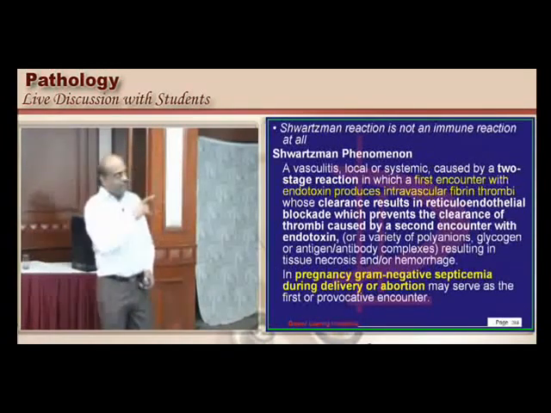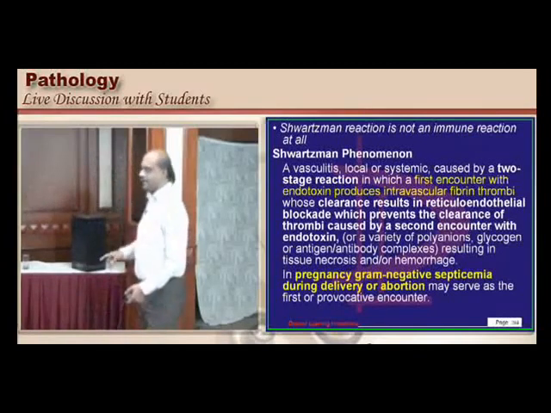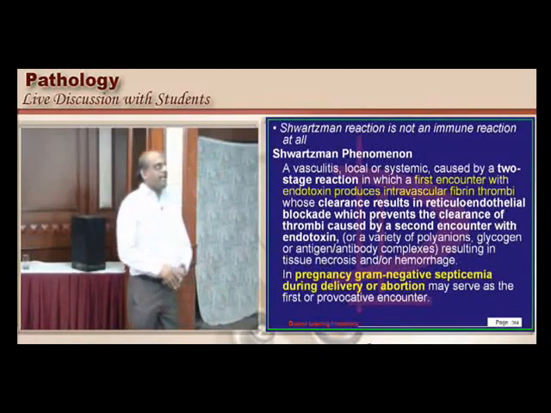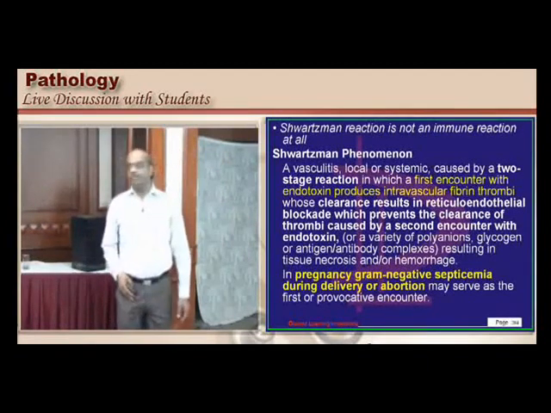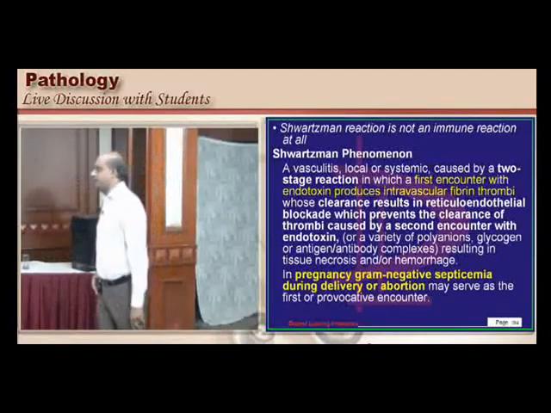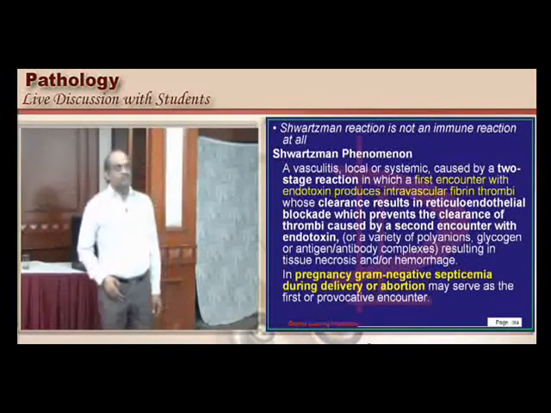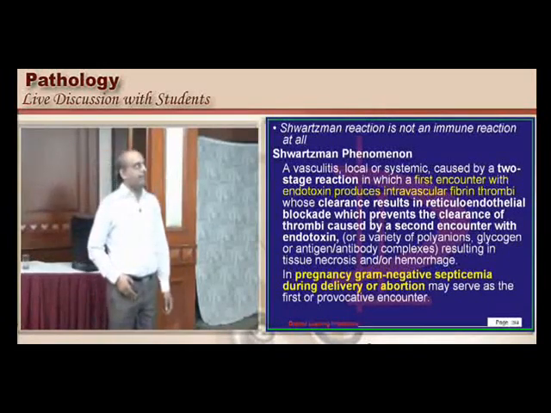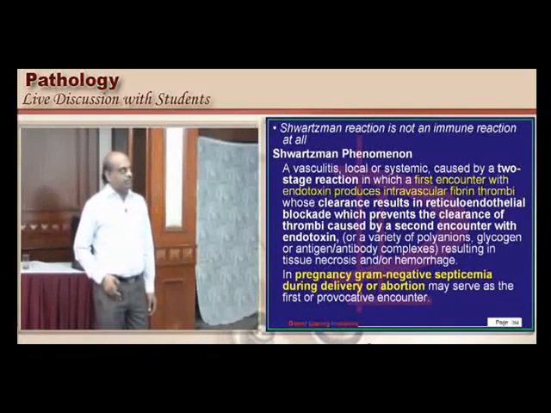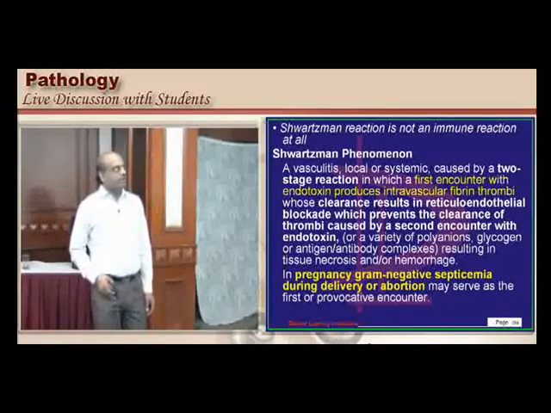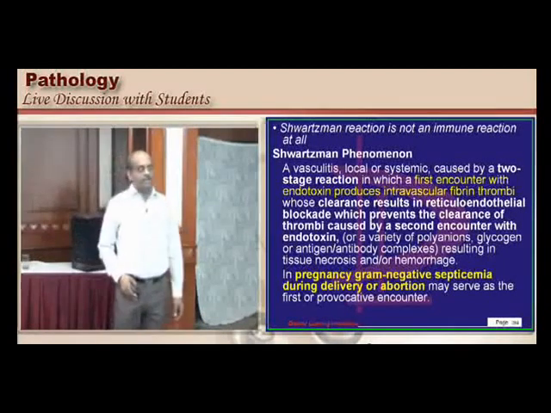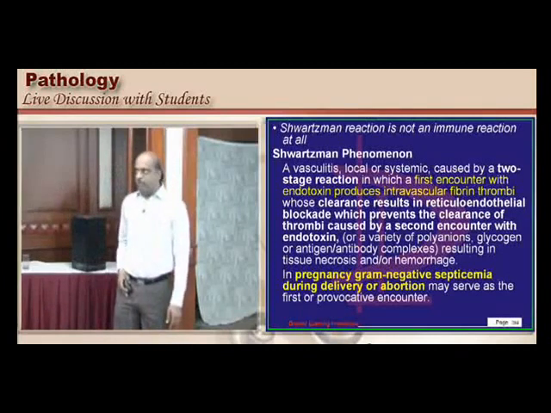Now one of the options given is Shwartzman's reaction, let us comment on that. What is a Shwartzman's reaction? Basically it is not an immune reaction at all. It is a two-stage reaction which you see in gram-negative sepsis. The endotoxin initially produces intravascular fibrin thrombi, and in turn it leads to the typical destruction. So it is not an immune reaction, is what needs to be understood.